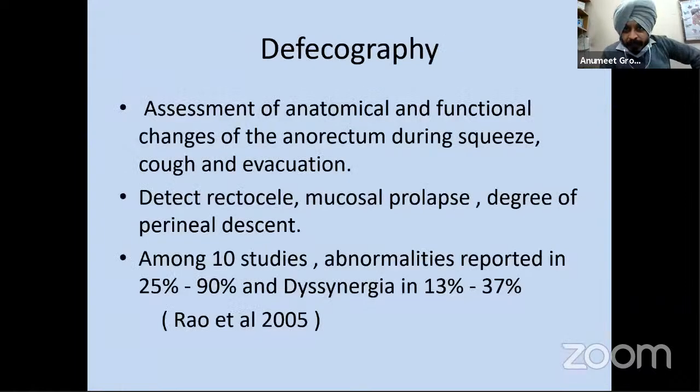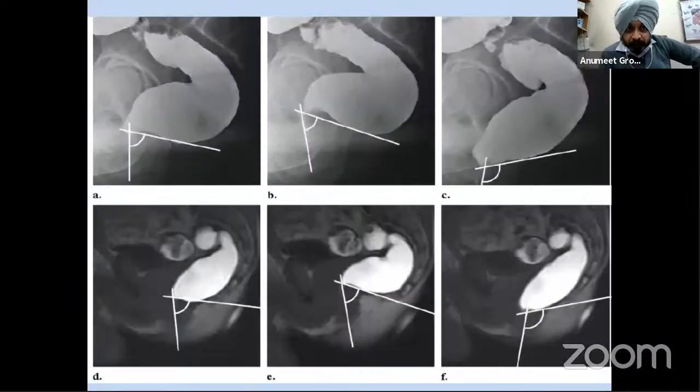Defecography is another tool to assess colonic function. We can do it with barium defecography. We can do it with MRI defecography. This is the MRI picture showing the defecography, or the defecation process, very beautifully explained in these pictures.